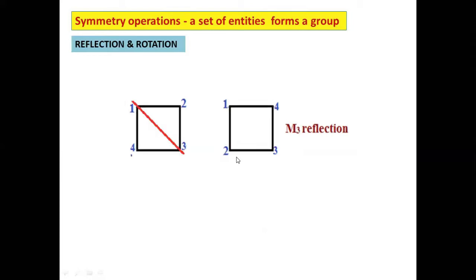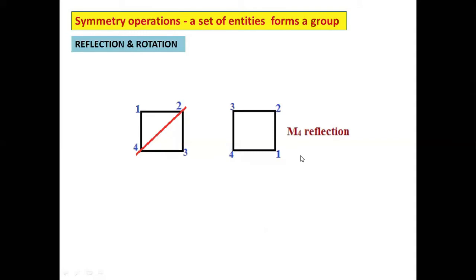And when the plane is passed through the diagonal, then only the two corners will be reflected mutually, and the other two corners where the plane is passing remain the same. This is taken to be M3 reflection, and one more is M4 reflection. So we have found the possible reflections in this square. So we have got four possible reflection symmetry operations, using the symmetry element plane, to show the symmetry nature of the square.